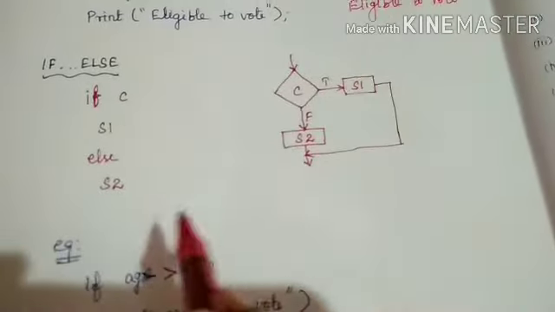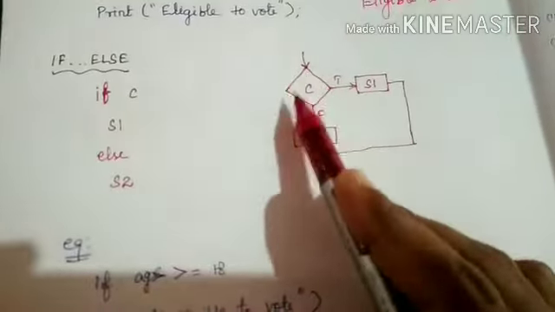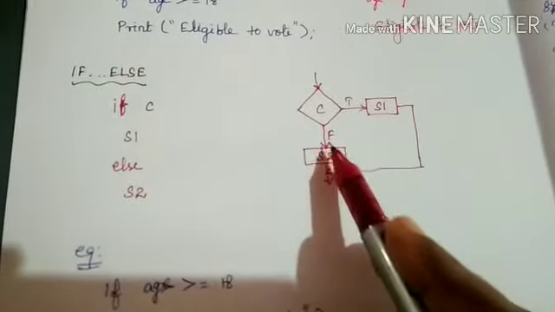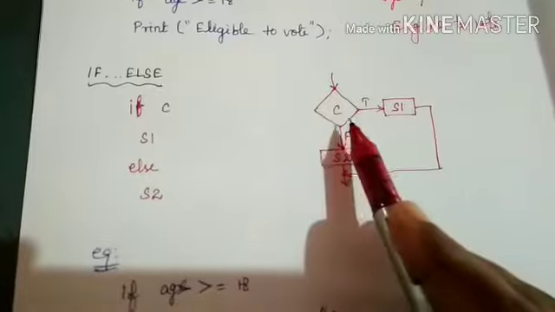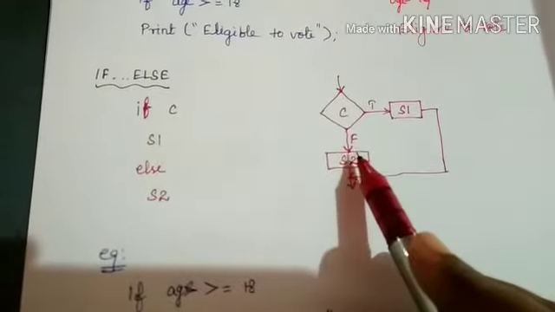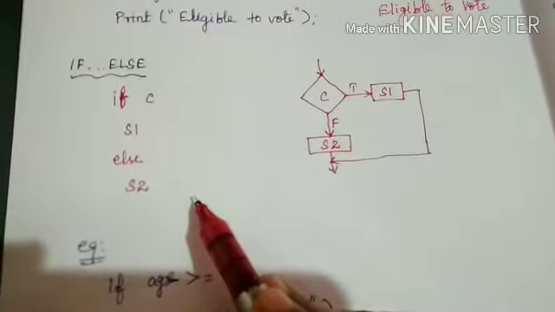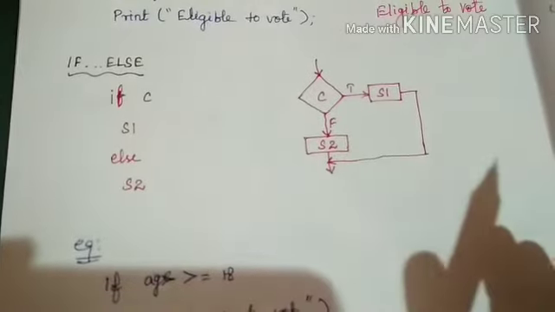The equivalent flowchart has the diamond symbol. The condition is given. If the condition is true, S1 is executed. If the condition is false, S2 is executed. But in an if statement, if the condition is false, the statement is skipped. But in if-else statements, the else part is executed.